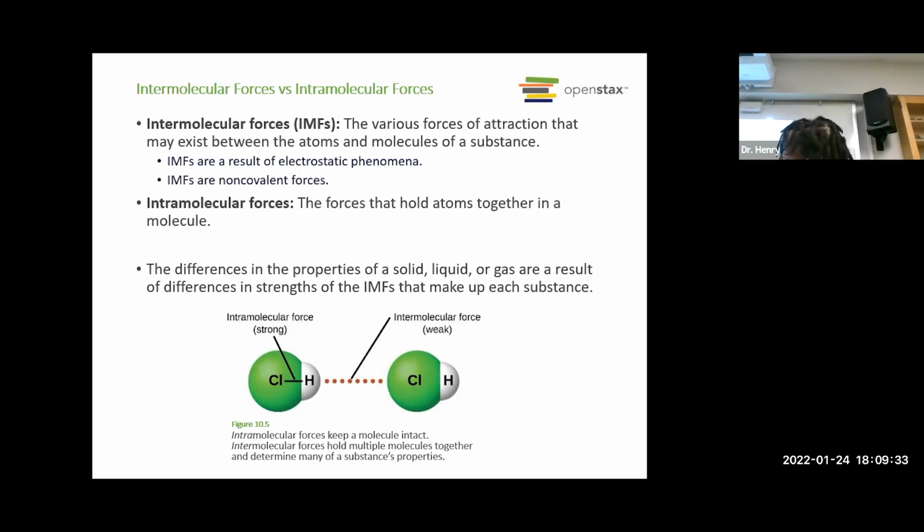Okay, so intermolecular forces and intramolecular forces. Intermolecular forces are the forces between 2 different molecules, okay? So for instance, water. We have one water molecule and another water molecule. They're going to be interacting in this way, and we'll be talking about those forces. Intramolecular forces are the forces that are going to be within that single molecule. So intra.